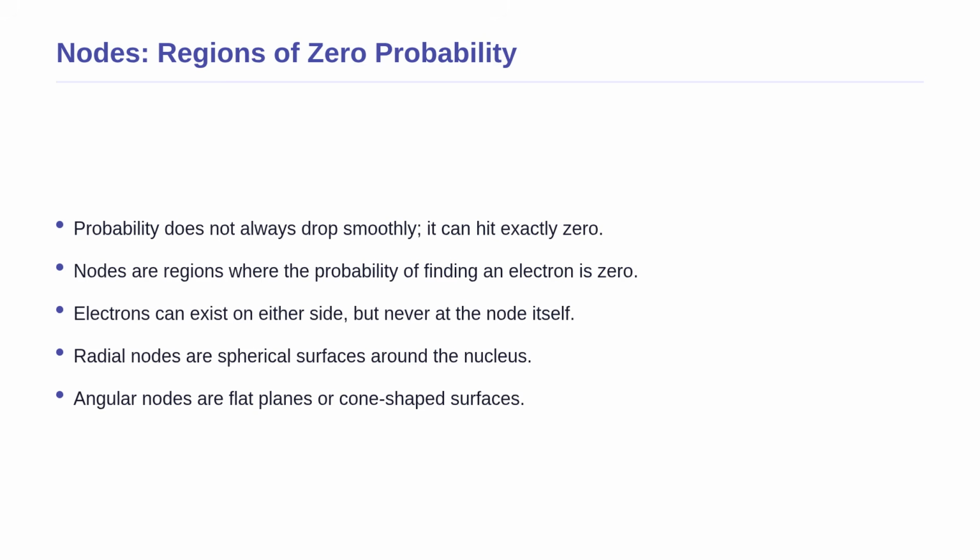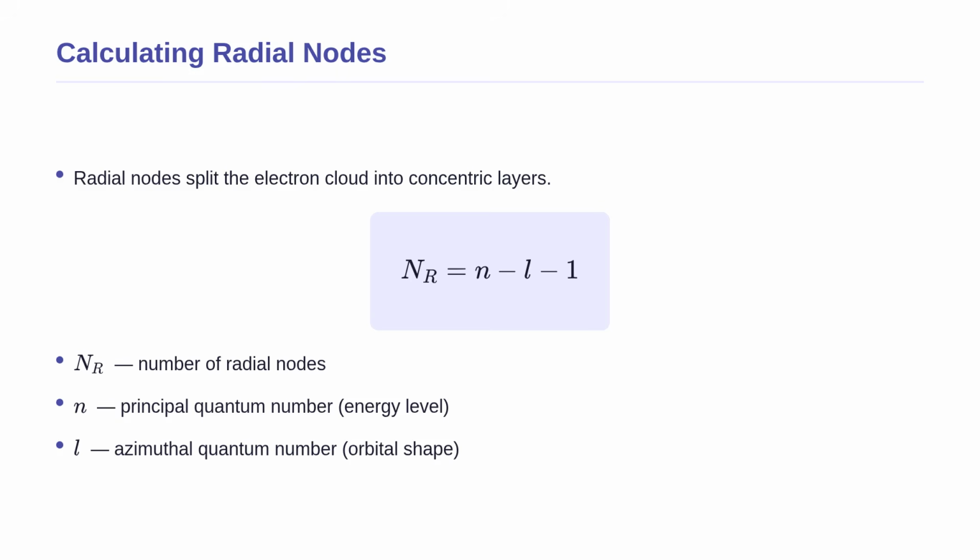There are two types of these dead zones: radial nodes, which are spherical glass-like shells, and angular nodes, which are flat planes slicing through the atom. To predict where these spherical dead zones occur, we use a simple formula based on quantum numbers. The number of radial nodes is calculated as n sub r equals n minus L minus 1.